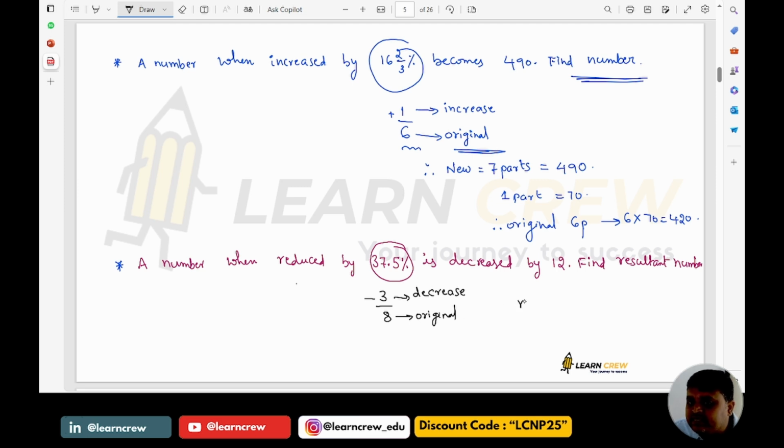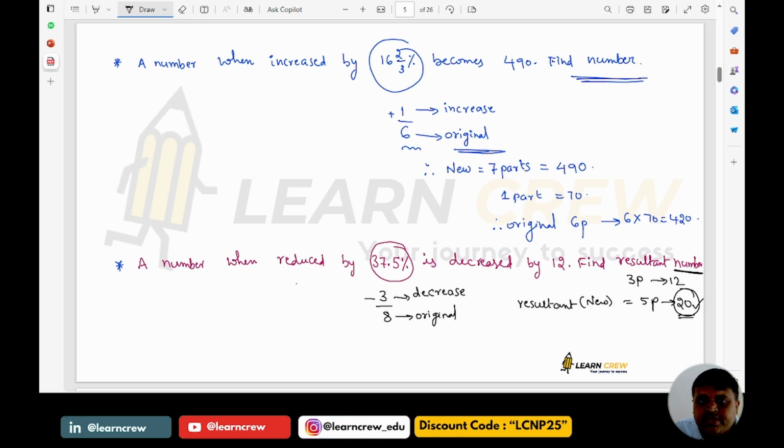So the resultant new value is how much? 5 parts. 8 parts reduced by 3 parts becomes 5 parts. That reduction of 3 parts is given as 12. If 3 parts is 12, 3 into 4 is 12, then the resultant 5 parts is 5 into 4, 20. So that resultant number is 20. 20 is the answer.